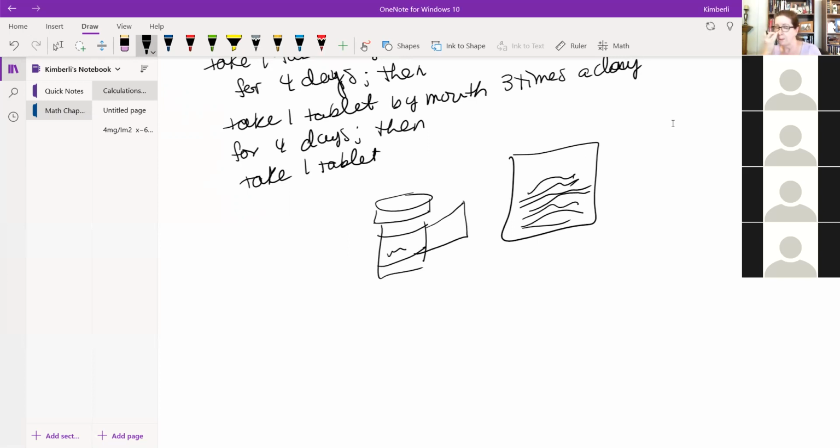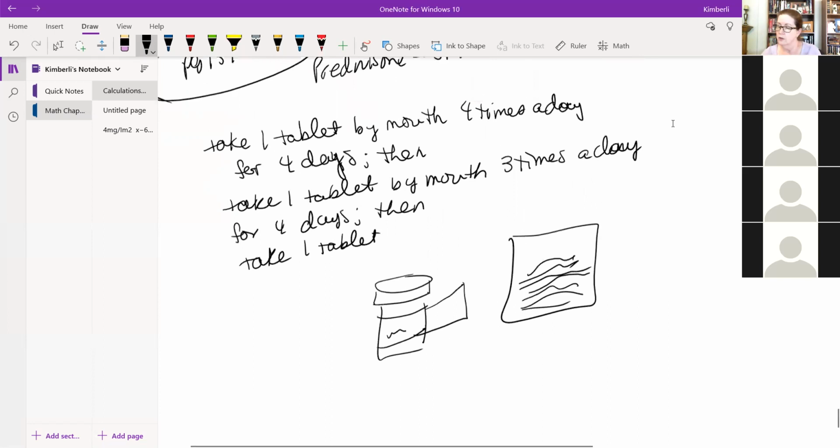Okay. And we'll actually tape it on there so that it's attached to the bottle. They won't lose it, but it doesn't take up as much space on the label that way. So this is going to say take 1 tablet by mouth 4 times a day for 4 days, exactly what Ian actually said on there. So this is called a decreasing dose.